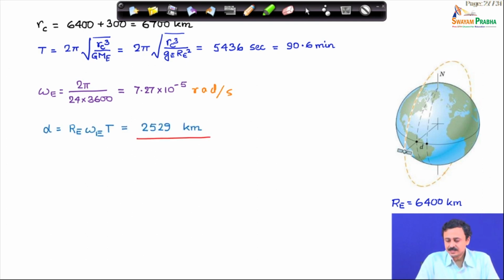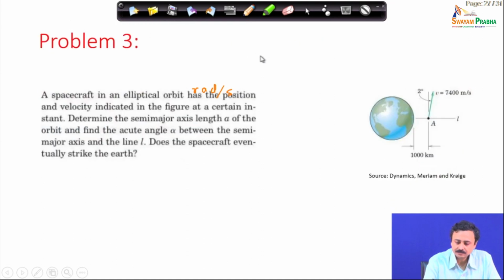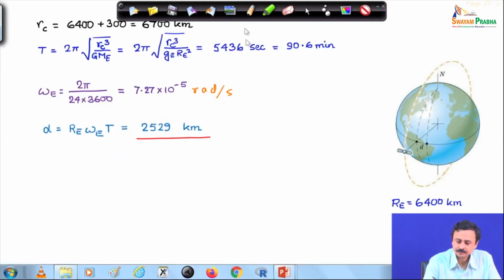Now, the distance will be in these many seconds, therefore, how many radians has the earth moved, because the satellite will come back to the same point after 5436 seconds. Therefore, I can calculate what is the angular rotation of the earth in this time, and with that angular rotation I will just multiply the radius of the earth to get the distance on the surface of the earth.